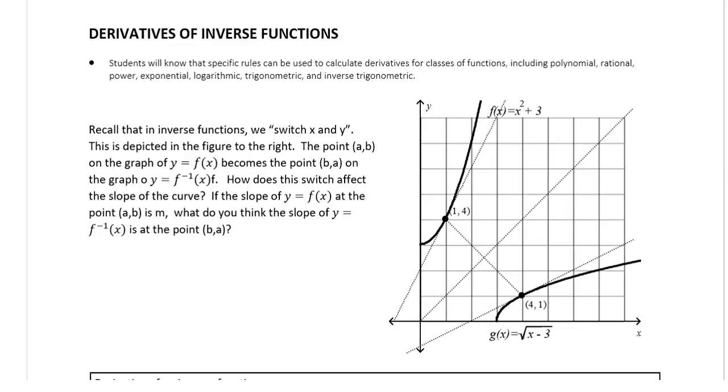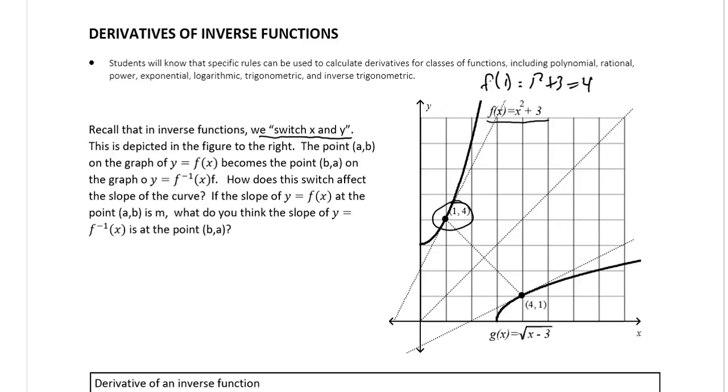In this video, we're going to talk about derivatives of inverse functions. The first thing to remember about inverse functions from Algebra 2 and from pre-calc: we switch x and y. Switch x and y. And the inverse undoes what's already done. So you can see we have a function here, f of x equals x squared plus 3. And on that function is the point (1, 4), which means, of course, that f of 1 is 1 squared plus 3, which equals 4.